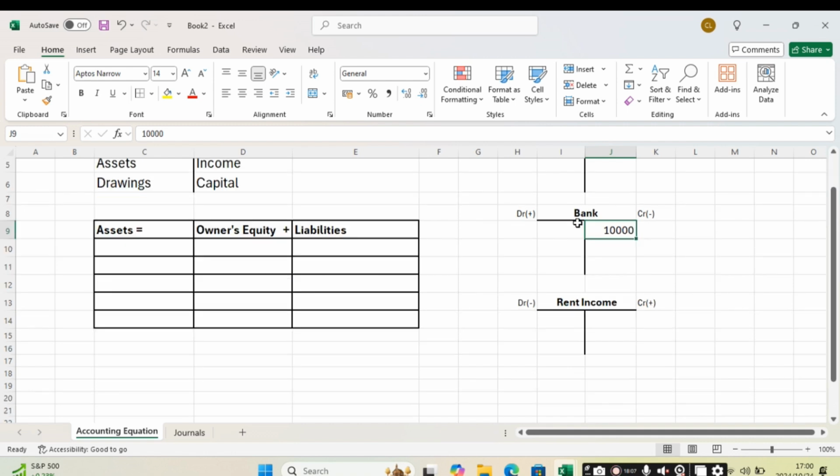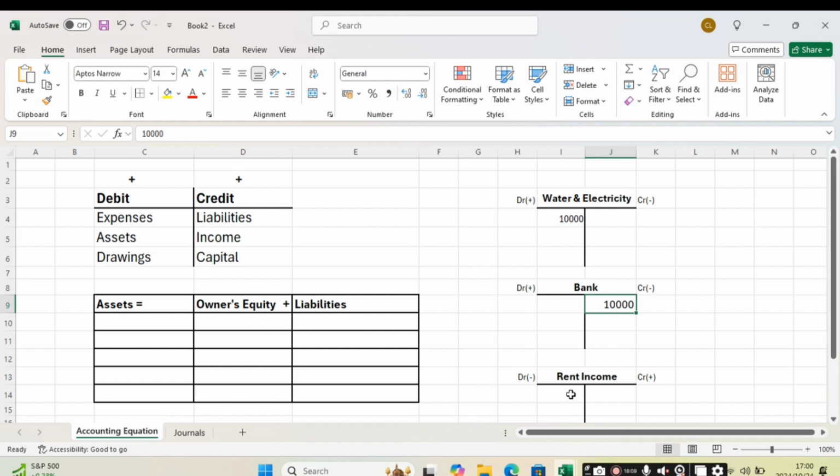So rent income. A tenant is paying us what? 15,000. So let's say a tenant is paying us 15,000. So since that tenant is paying us 15,000, our rent income account will increase by 15,000. So since we're receiving 15,000, where is that 15,000 going? To our bank account. So will our bank account increase or decrease? It will increase because we're receiving money. Simple, straightforward.